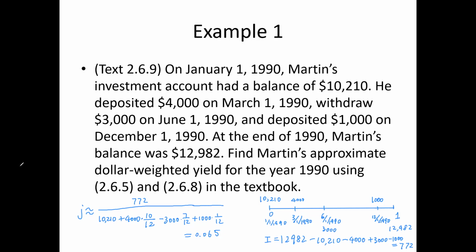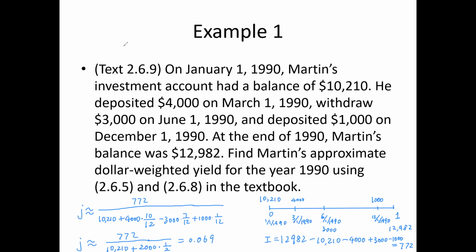Okay, so if we want to go further by putting all the contributions at the half point, essentially it will be something like this: 772 over 10,210, that's 1 year, and then you put the summation of these contributions, which is 4,000 minus 3,000 plus 1,000, which is 2,000. You assume all the time will be in the middle, so it's half, and you calculate it out, and this number is 0.069.